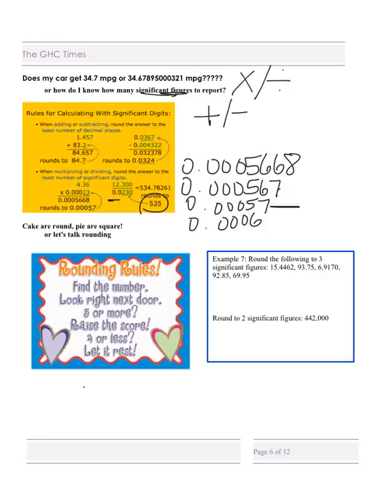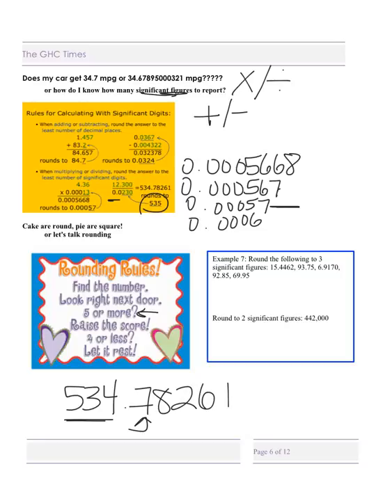So in our previous example, we had 534.78261. We wanted to round to 3 digits, so our right next door is a 7. That 7 is 5 or more. So what are we going to do? Raise the score of the last number. So that 4 becomes a 5, and we have 535. Okay? What if we were rounding to 2?